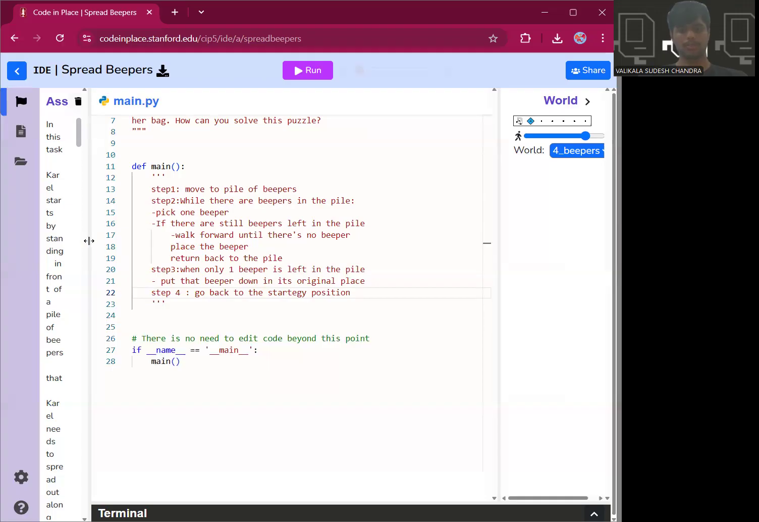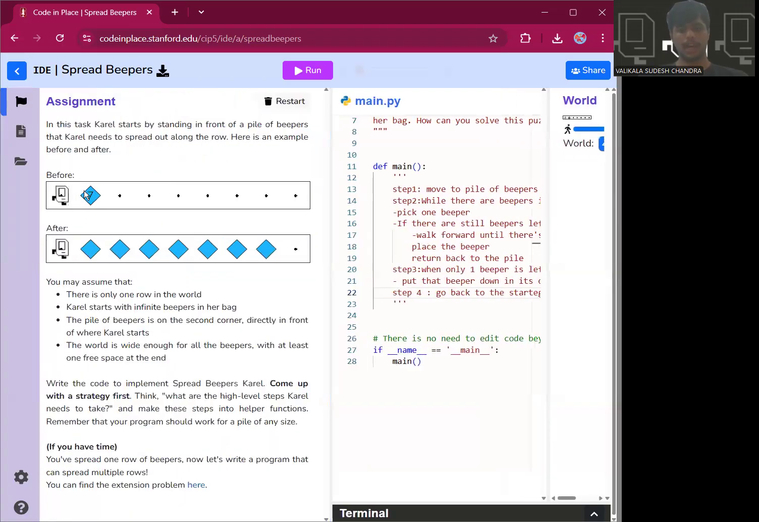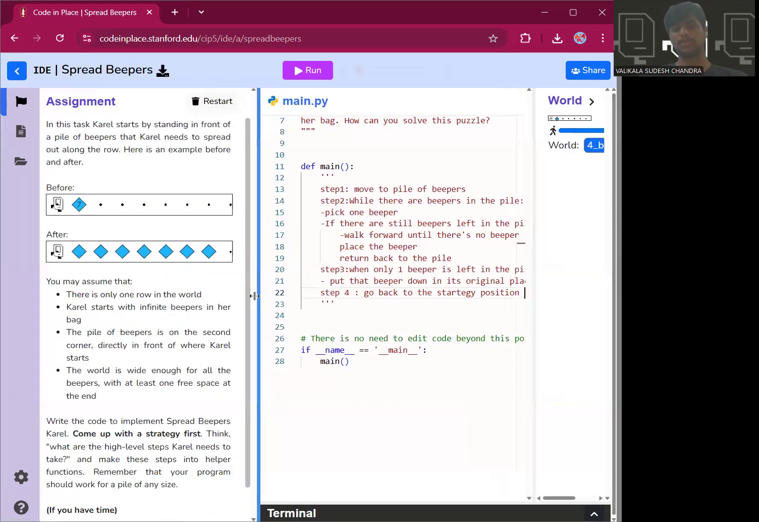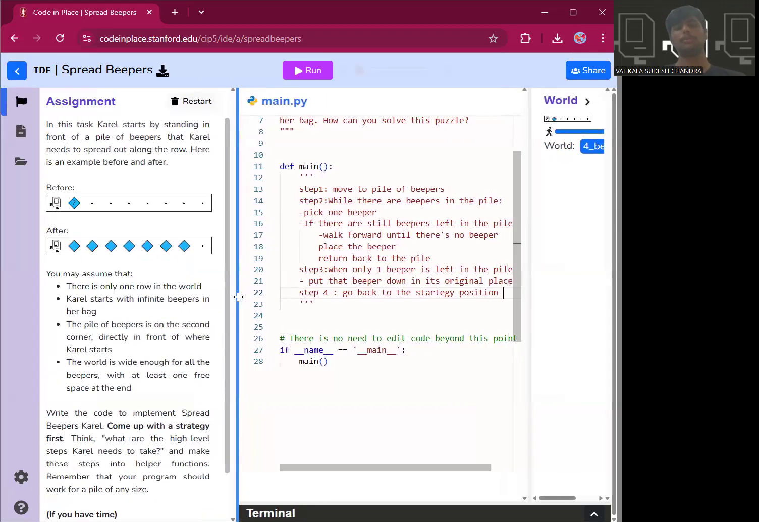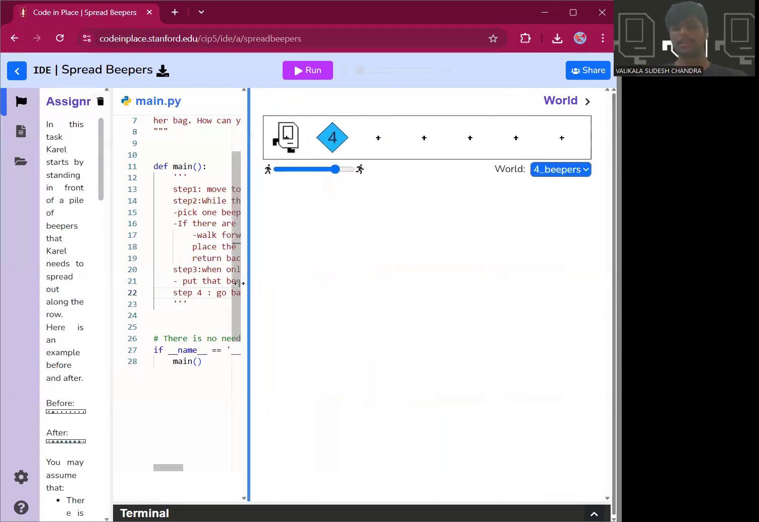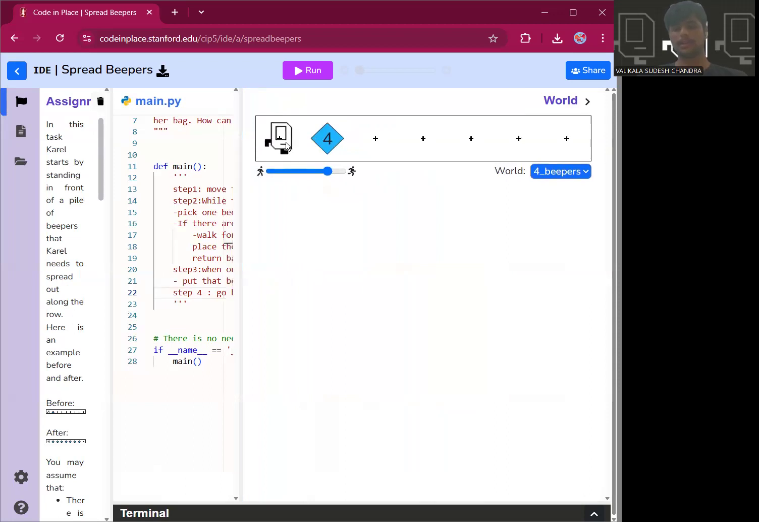Because in this problem statement, you can see that after completing the operation, Karel is at the same position as it was before, the initial position. So we need to make sure that after completing all the operations, it comes back to the starting position itself. This is the pseudocode or the strategy that I came up with. I will make you understand it in a simple manner.